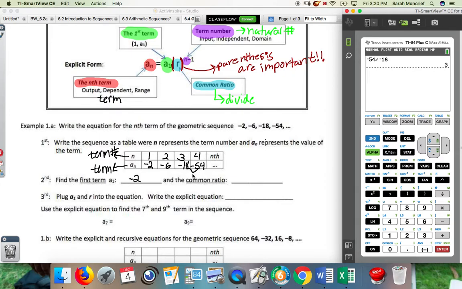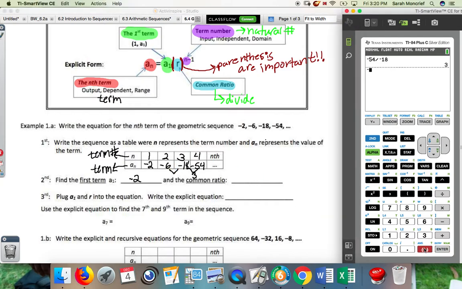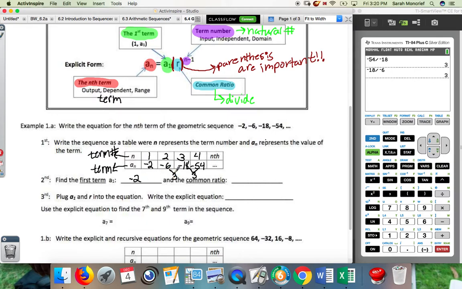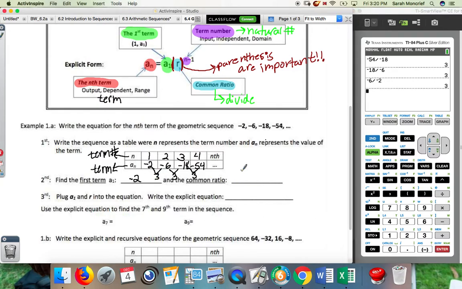3, yay! Now what's -18 divided by -6? And what do we get? Another 3. So far our ratio is in fact common because everyone has it. And then what is -6 divided by -2? And it is in fact 3. So what's my common ratio, everyone?